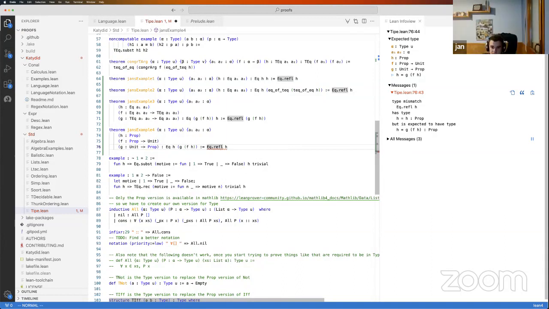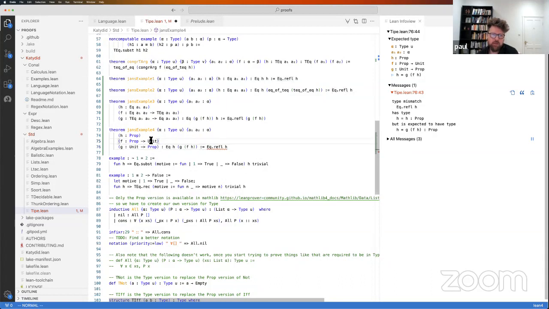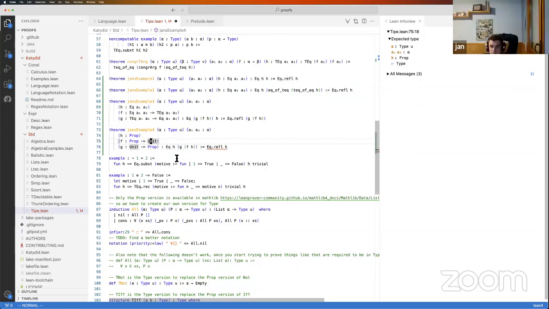Because my guess for example number 3 or number 2 is that it was using the fact that TEQ has a single constructor. But then this should work. Oh, I'm lost. Okay, so that's pretty interesting, right?